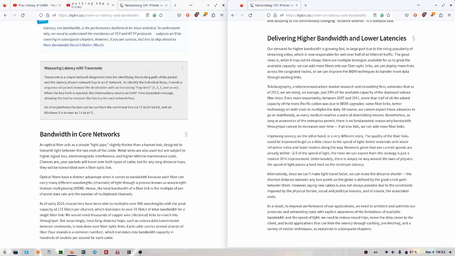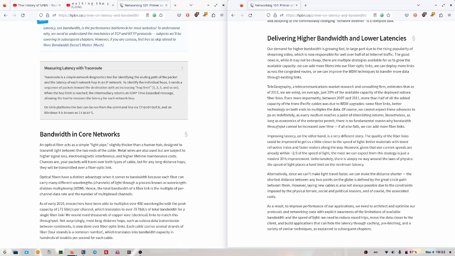Optical fibers have a distinct advantage when it comes to bandwidth because each fiber can carry many different wavelength channels of light through a process known as wavelength-division multiplexing (WDM). Hence, the total bandwidth of a fiber link is the multiple of the per-channel data rate and the number of multiplexed channels. As of early 2010, researchers have been able to multiplex over 400 wavelengths with a peak capacity of 171 Gbit/s per channel, which translates to over 70 Tbit/s of total bandwidth for a single fiber link. We would need thousands of copper wire electrical links to match this throughput.